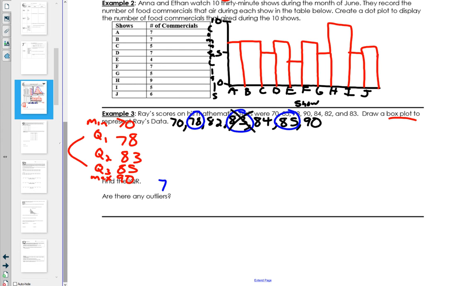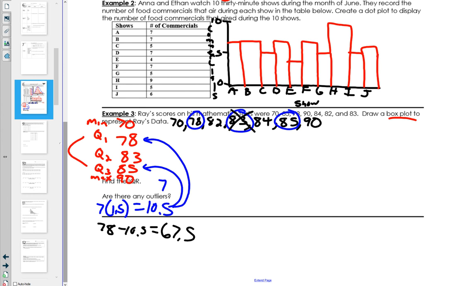So are there any outliers? The way you would check for outliers is multiply that 7 by 1.5. 7 times 1.5 should be 10.5. So I want to see, do any of these numbers fall either 10.5 below Q1 or 10.5 greater than Q3? And if so, they would be outliers. 78 minus 10.5 is 67.5. And then 85 plus 10.5 is 95.5. So are there any numbers that are either above 95.5 or below 67.5? Do any numbers fall in the outlier range? No. So I don't have any outliers.